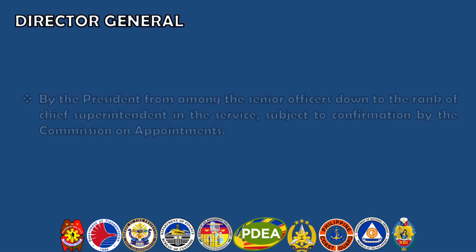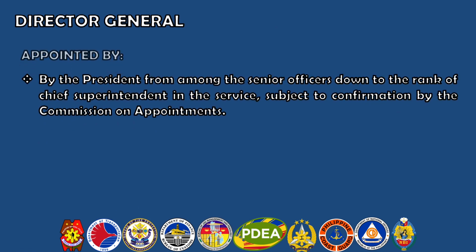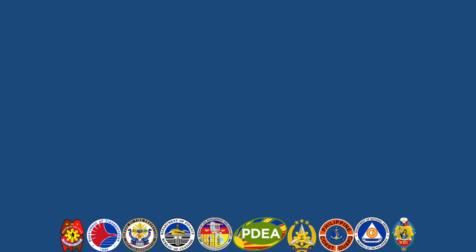Next is Director General. Ang mag-a-appoint sa Chief PNP is yung President. At mamimili siya among the senior officers down to the rank of Chief Superintendent or Brigadier General in the service, subject to the confirmation of the Commission on Appointment.